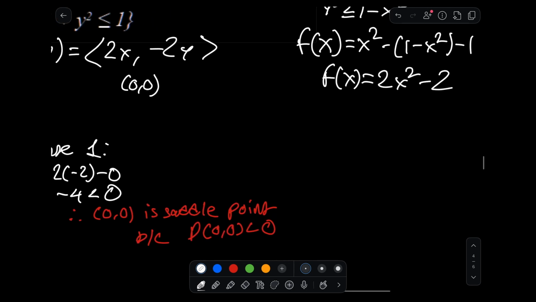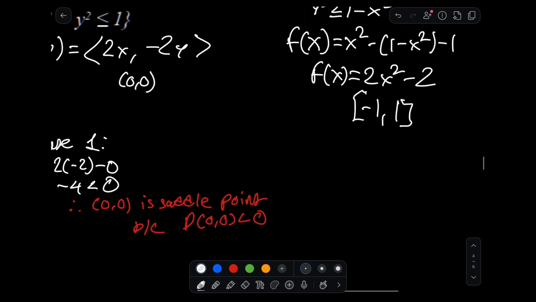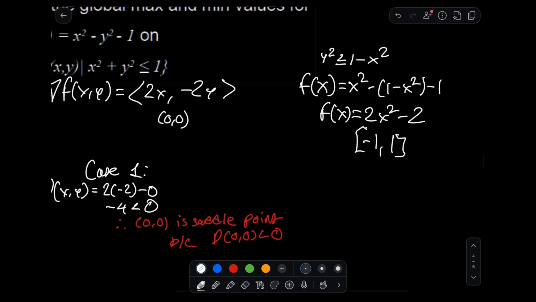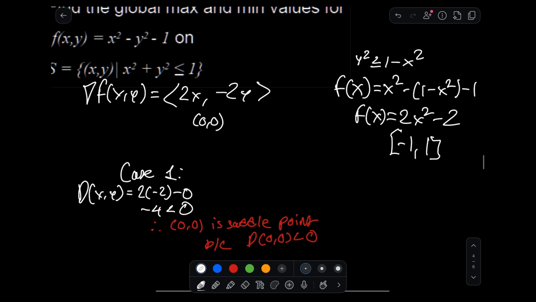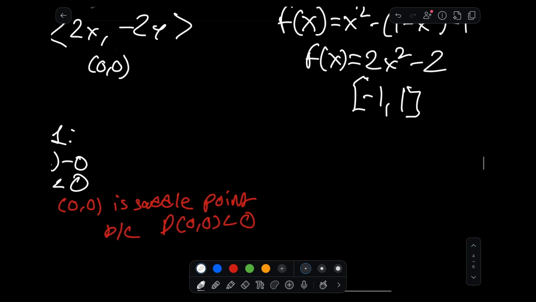And remember, we're operating on the interval -1 to 1 for x, right? This is still the same thing as this. We're just replacing y squared with 1 minus x squared, right? And remember that x squared plus y squared is less than or equal to 1. It's a unit circle, -1 to 1 right here, right? That's important to note for this problem.